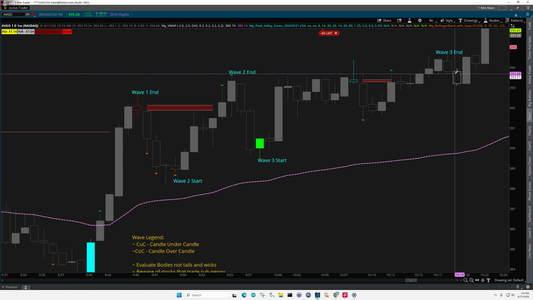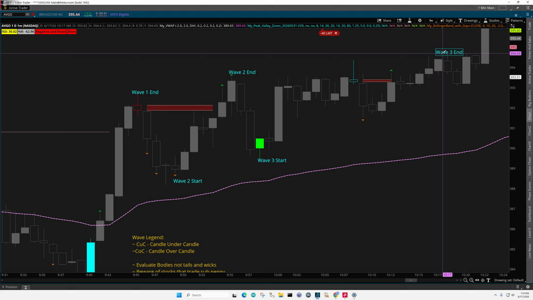And then, like I said, this candle body is underneath this candle body, even just by a penny or two. Let's confirm that, because maybe I'm wrong. So that opens at 393.82. This one opens at 393.79. So that is below. So that is the wave 3 end.